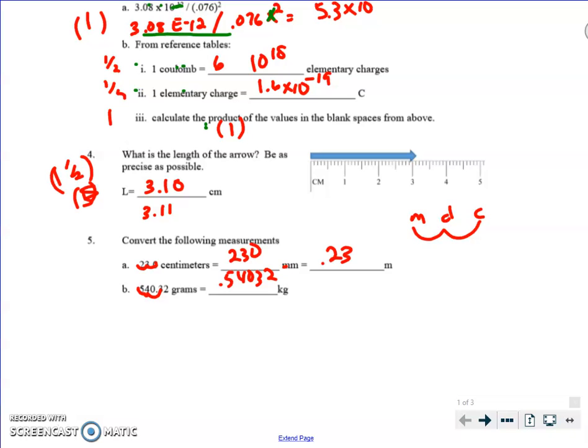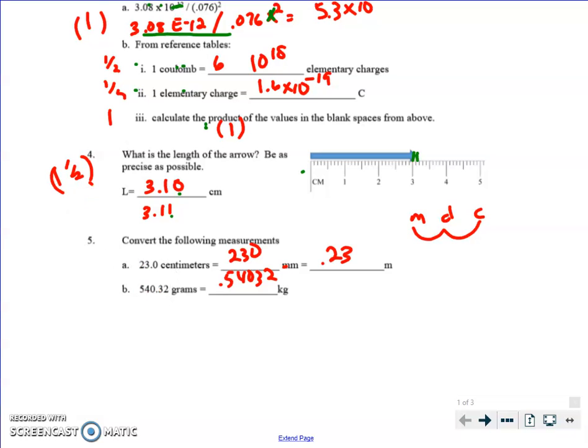All right, reading the ruler, the value right here falls between 3.1 and 3.2. But you have to add one more decimal. You could add a 0, a 1, a 2, because you always go one place beyond the smallest mark. A number of you did not do that, so you lost a half a point.